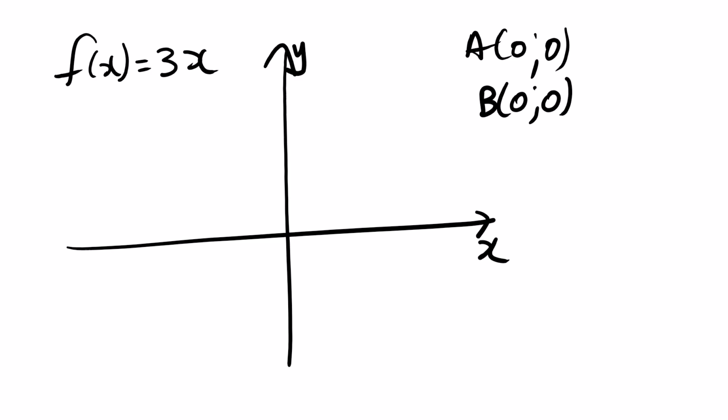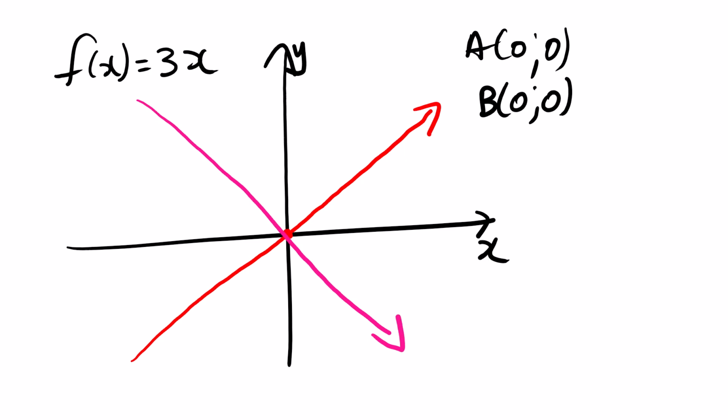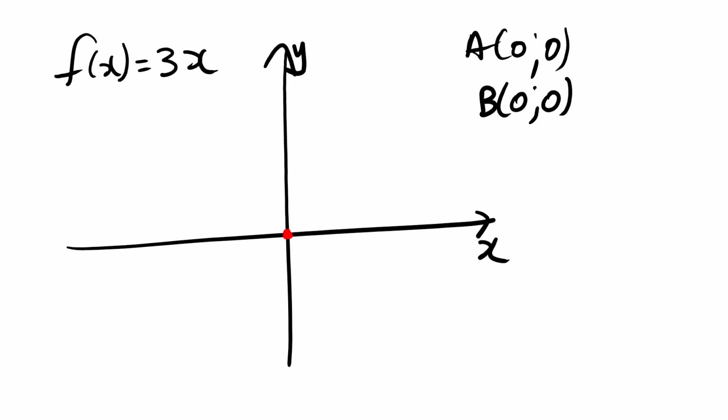Now we need to draw the graph. You can see that point A and point B, both of these points are here, the origin. Now the problem is, either our graph will be like this or it will be like this. How do you know? We look at the gradient. Is it positive or negative? Remember, if it's positive, the graph from left to right will ascend. If it's negative, the graph from left to right will descend. So in this case, you can see that it's positive, so it means our graph will be like this.